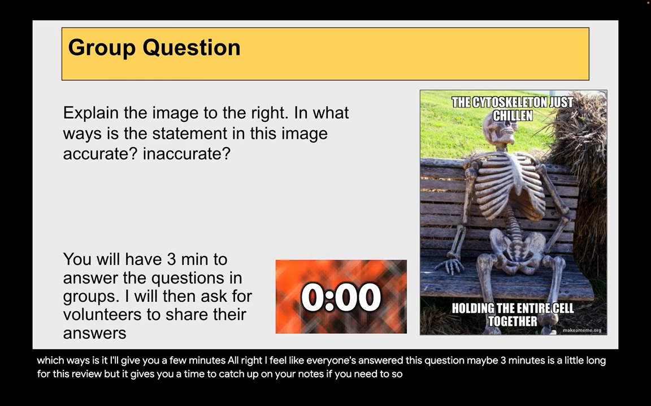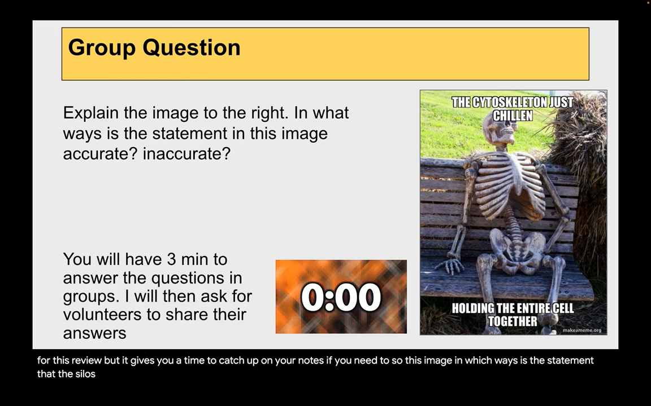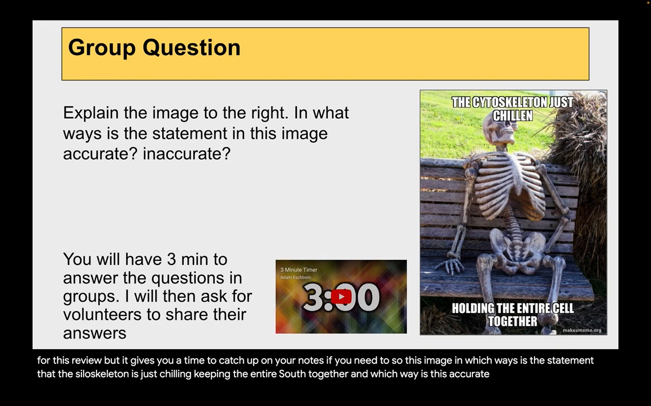So, this image, in which ways is the statement that the cytoskeleton is just chilling, keeping the entire cell together? In which ways is this accurate? It holds the body together, similar to the cytoskeleton. Yeah. It's the skeleton of the body, just like the cytoskeleton is the skeleton of the cell. It's holding it together. Any other ways in which this is accurate?